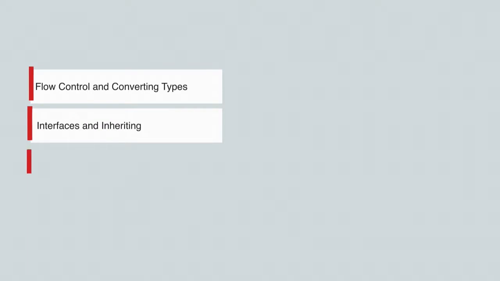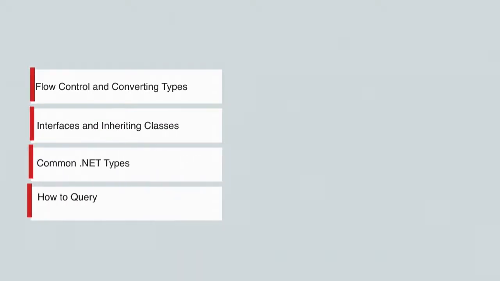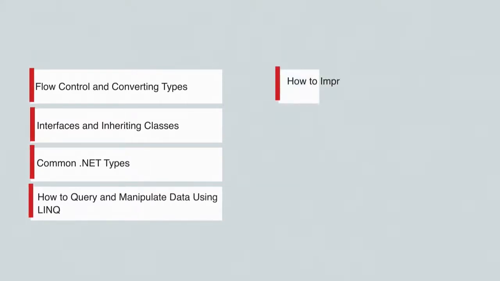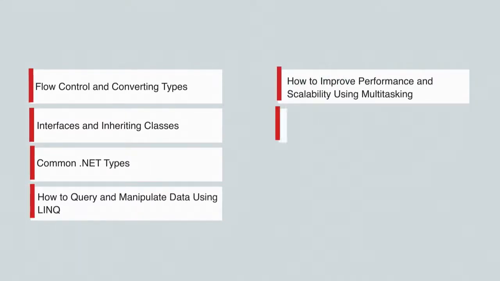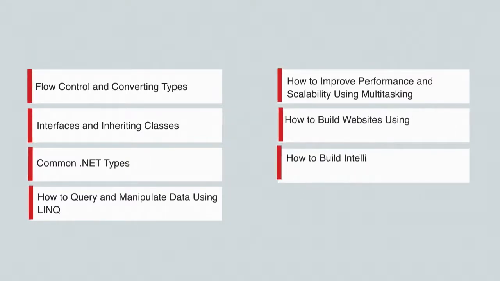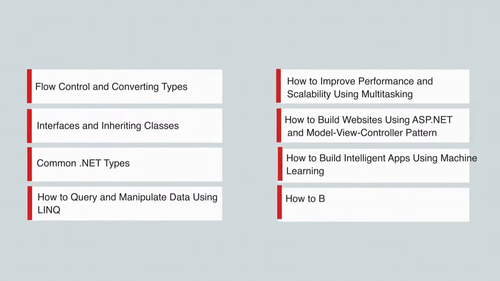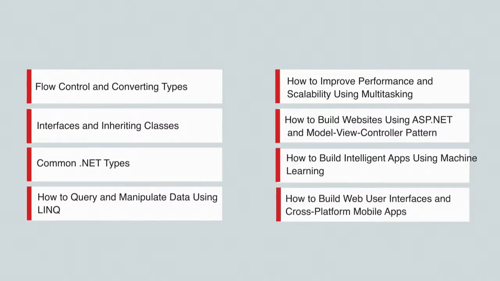Upon course completion, you will gain an understanding of the following concepts: flow control and converting types, interfaces and inheriting classes, common .NET types, how to query and manipulate data using LINQ, how to improve performance and scalability using multitasking, how to build websites using ASP.NET and Model View Controller Pattern, how to build intelligent apps using machine learning, and how to build web user interfaces and cross-platform mobile apps.